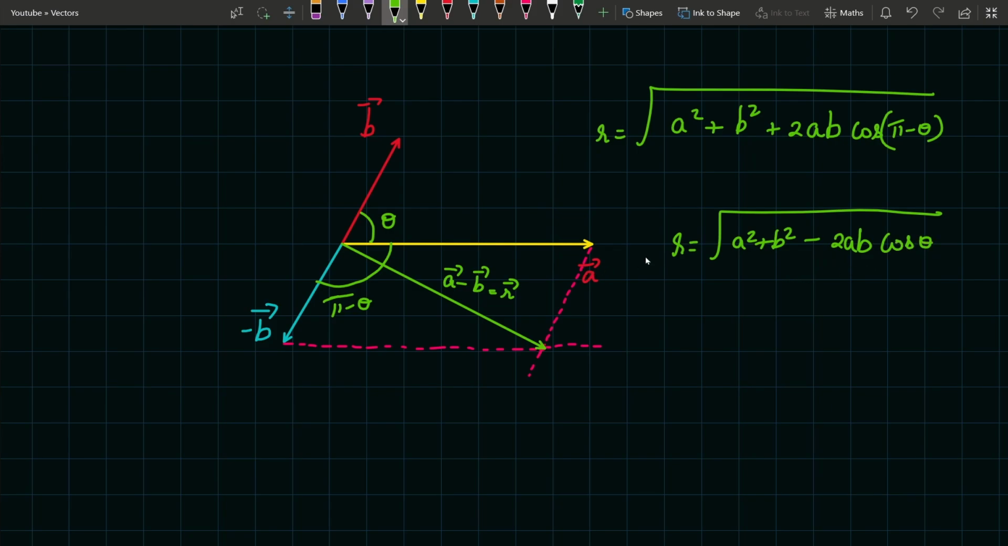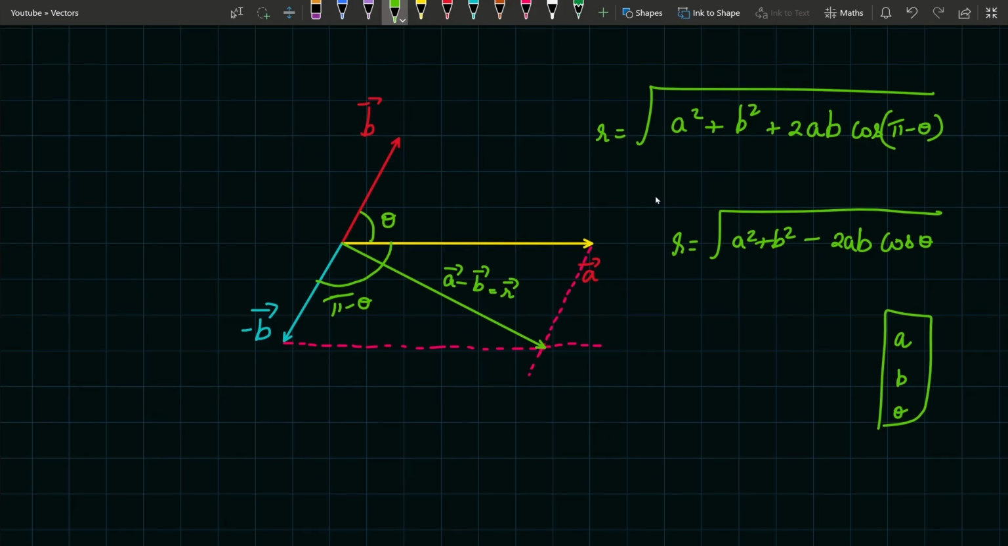Now, to find the subtraction of two vectors a and b, what do I need again? Magnitude of a, magnitude of b, and the angle between them theta. So a, b, and theta. If I know these three things, I can find the magnitude of the resultant of a minus b. Now we have just found the magnitude of the resultant vector, that is, the magnitude of a vector minus b vector. So we represent magnitude of a vector by putting two vertical bars on either side. So we call this the modulus of the vector.